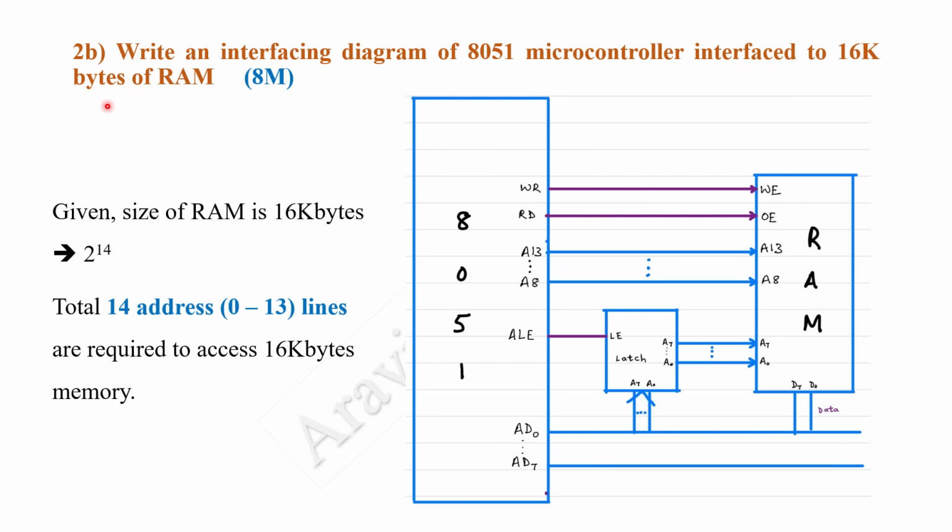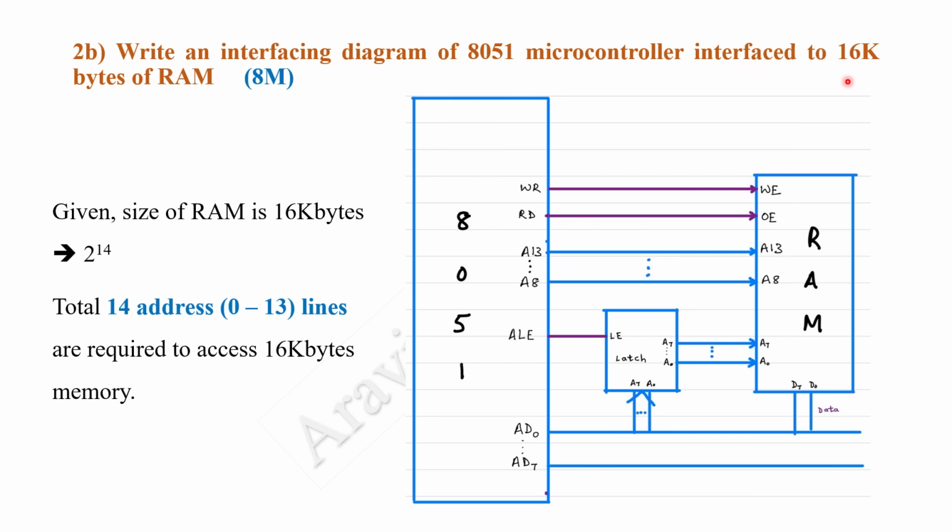Now getting into 2B, write an interfacing diagram of 8051 microcontroller interfaced to 16 kilobytes of RAM. This is for 8 marks. So there is no theoretical issue related to this one. We have to just realize the diagram, and remember here we are just making a connection only to the RAM. ROM is not asked in the question. So we have to make a connection only for that much.